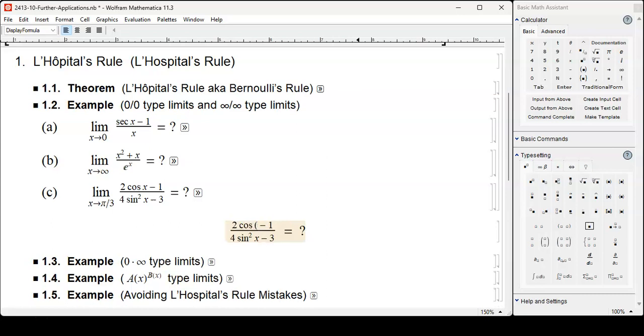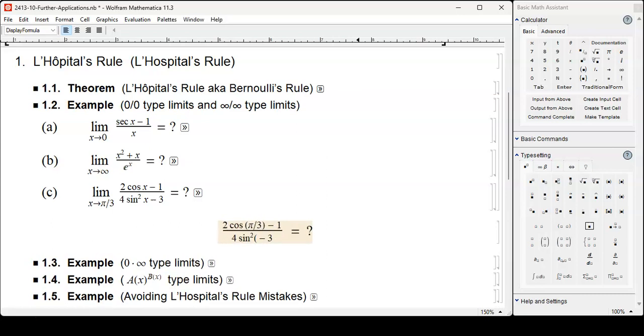So this is pi over 3 here, and then pi over 3 here. And then, what is cosine of pi over 3? Cosine of pi over 3 is 1/2. So this entire thing in the numerator is 2 times 1/2 minus 1. So it's 1 minus 1.